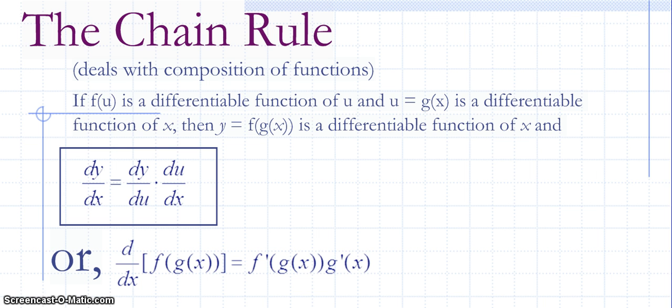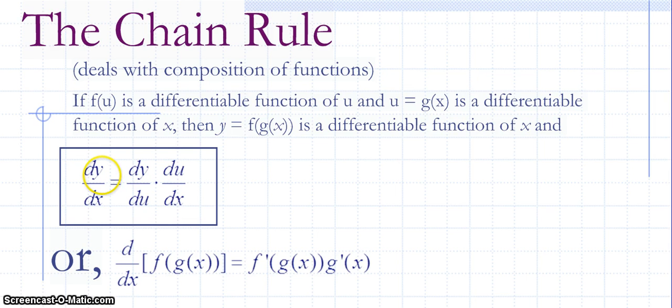It deals with the composition of functions. This is one thing where the notation is going to look confusing. Don't let it confuse you. It's pretty simple. If I have some function f of u, a function with respect to some variable u, differentiable with respect to u, but u is some function g of x, which is differentiable with respect to x, then I can say that y equals f of g of x, which is then also differentiable with respect to x.